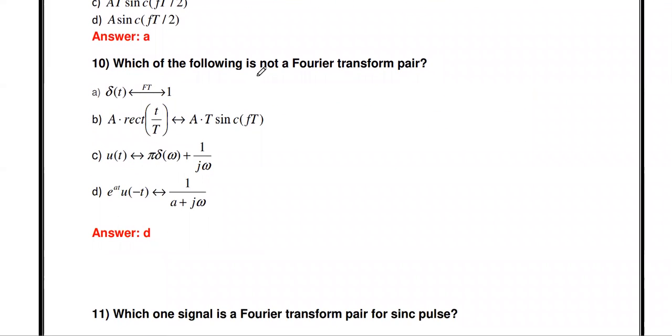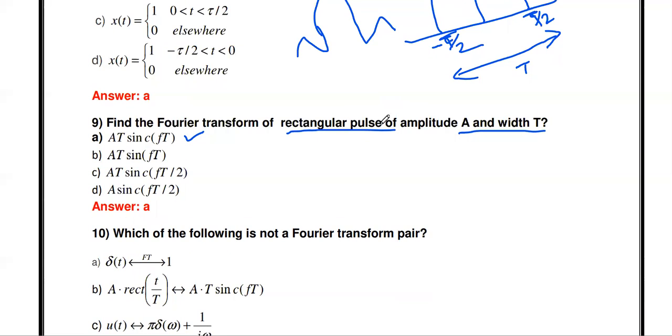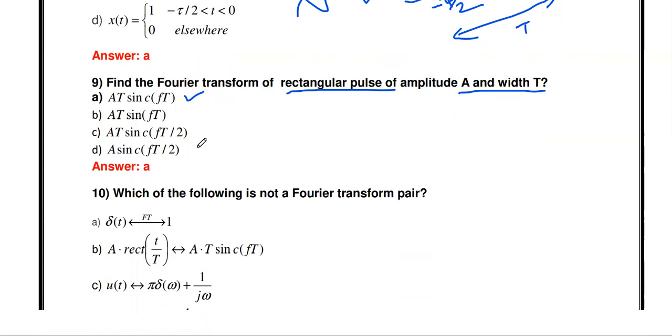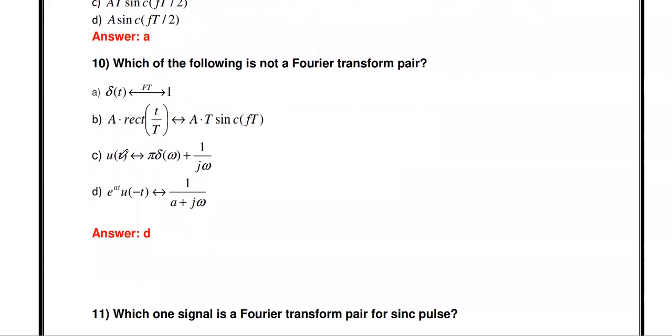The next one: which of the following is not a Fourier transform pair? Del of t, if you are taking the Fourier transform of a unit impulse signal, the answer is 1. This is the correct one. A rect of t by T, if you are taking the Fourier transform, the answer is AT sinc FT. If you are taking the rectangular pulse Fourier transform, we will get sinc. This is also correct. Then u of t, the unit step signal, if you are taking the Fourier transform, the answer is 1 by j omega plus pi into del of omega. Yes, it is also correct.